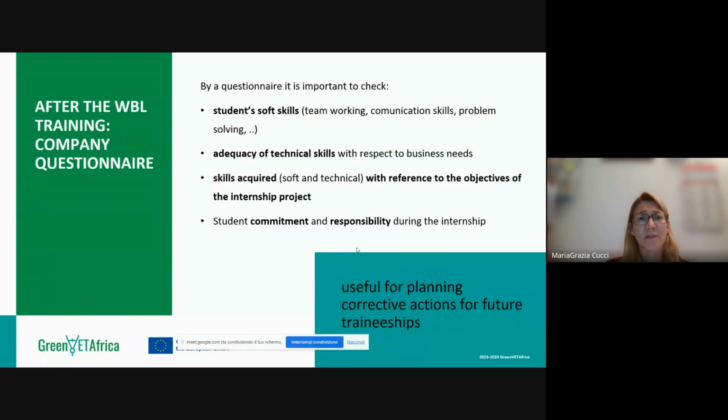Then another very important thing is to verify whether the technical skills that we give to the student at school are adequate with respect to what the company needs. I say that this is a very good and important challenge for the school. It is a real way to keep in touch with reality, to know exactly what we need to do for the students. I give you an example.